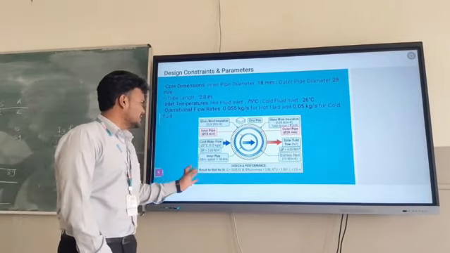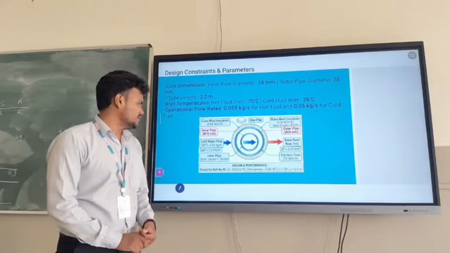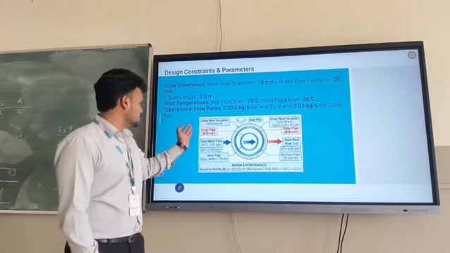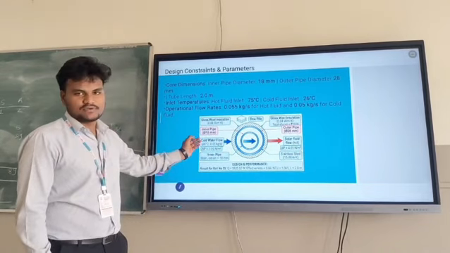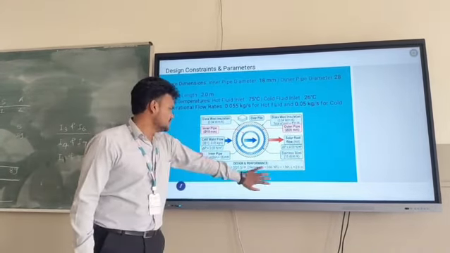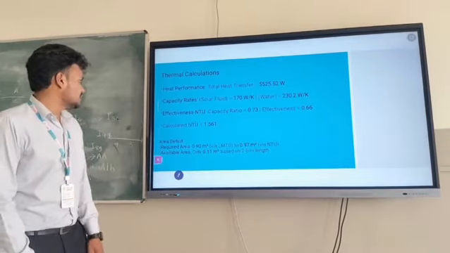So this is the schematic diagram I have generated from AI, but all the values that we have calculated are shown in the figure itself. So we will see the calculations further.